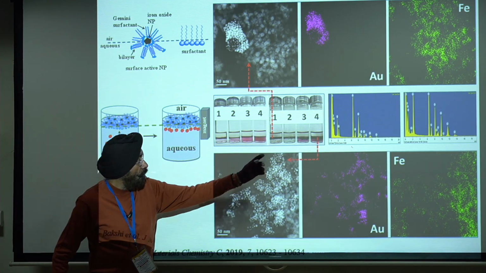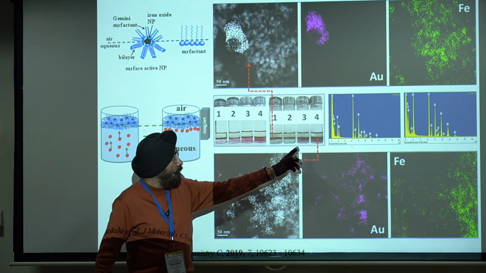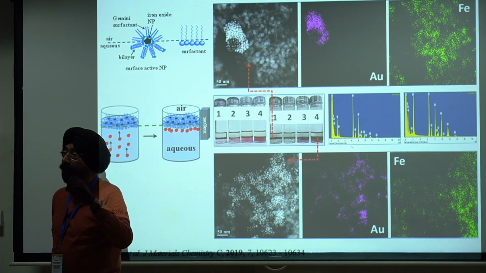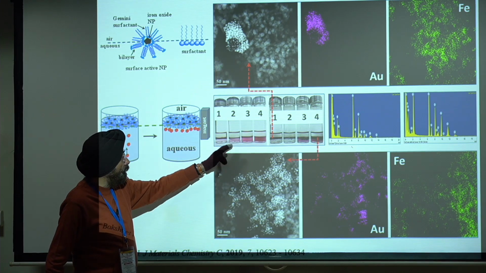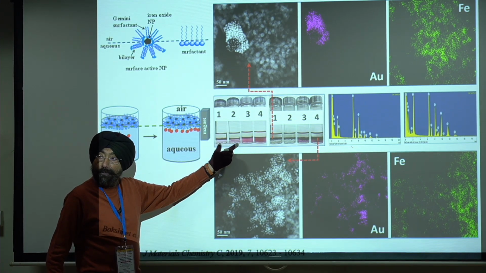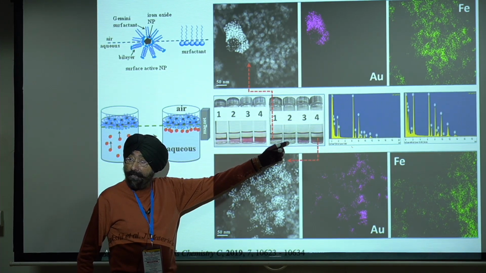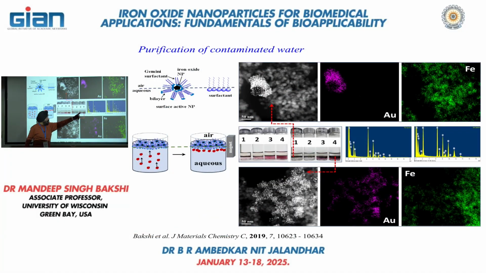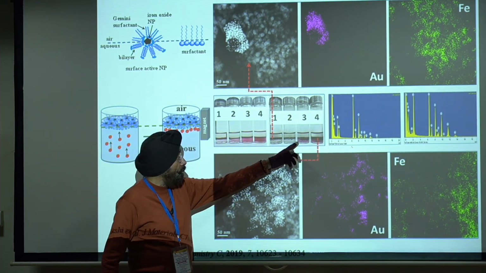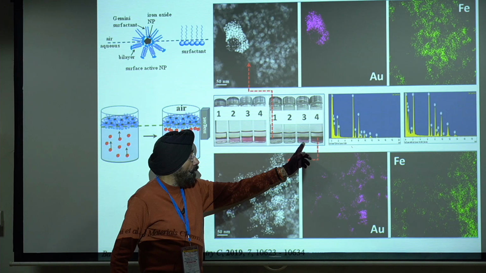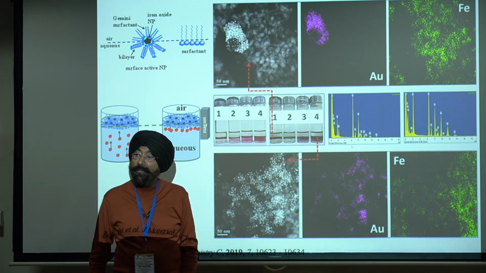After a few hours, we saw the first 2 solutions are completely clear. Their color reduces, but the color remains in the others. It means that all gold nanoparticles in the first 2 concentrations are taken up by the surface active iron oxide nanoparticles. But here, the iron oxide nanoparticle concentration is not sufficient. So hence, the excess amount of gold nanoparticle as metallic pollutants remains in the solution.